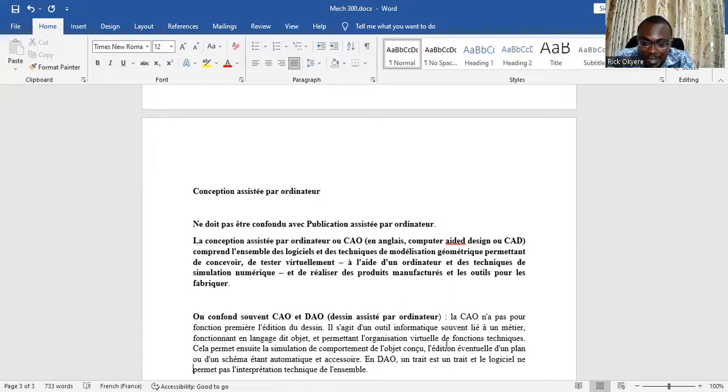Ok, donc la CAO n'a pas pour fonction première l'édition du dessin. That's what I just explained. The CAO is not for any type of drawing. It's used for technical drawing specifically, but the DAO is used for any kind of drawing that you want to do virtually. So basically, that is the two differences there.